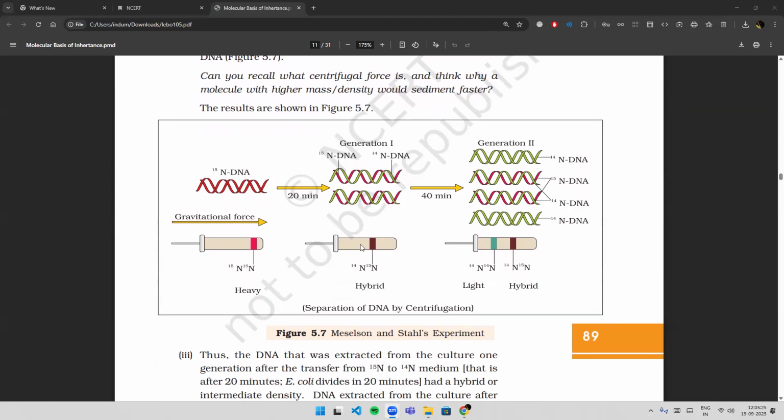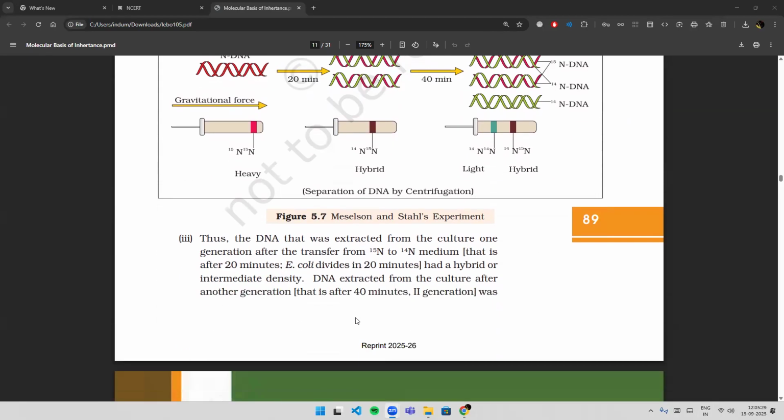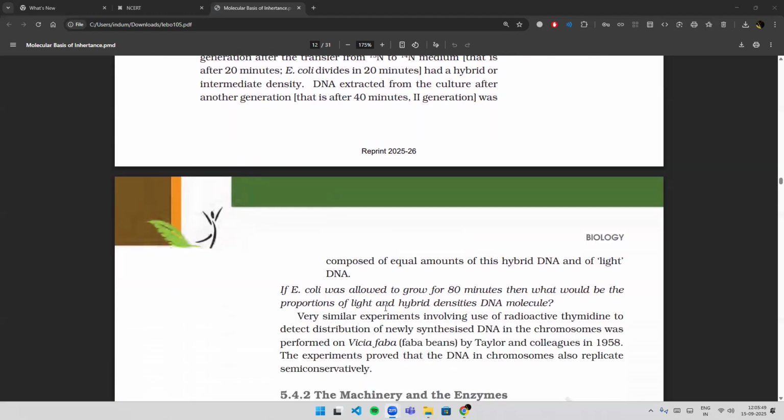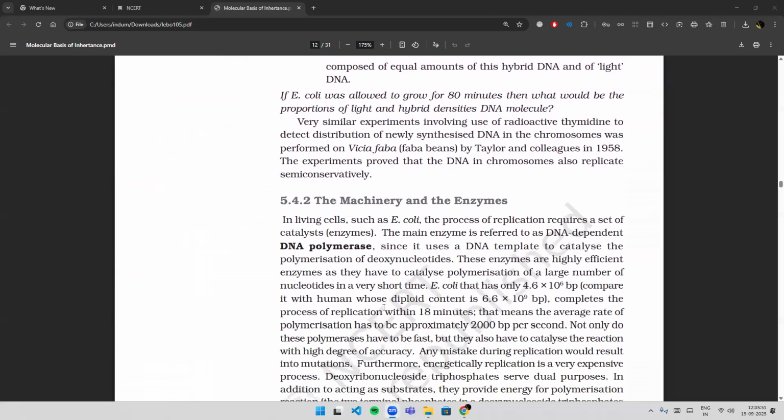The results are shown in figure 5.7. Thus, the DNA that was extracted from the culture one generation after the transfer from N15 to N14 medium, that is after 20 minutes (E. coli divides in 20 minutes), had a hybrid or intermediate density. DNA extracted from the culture after another generation, that is after 40 minutes, the second generation, was composed of equal amounts of this hybrid DNA and of light DNA.